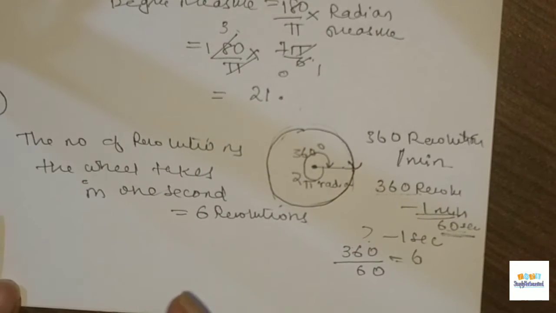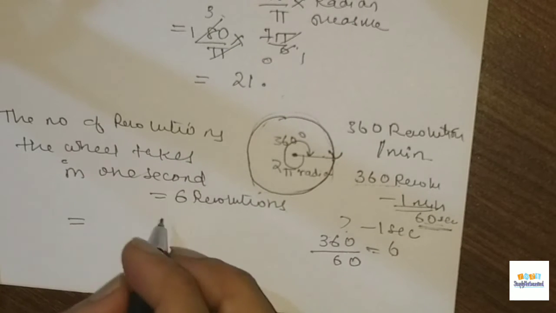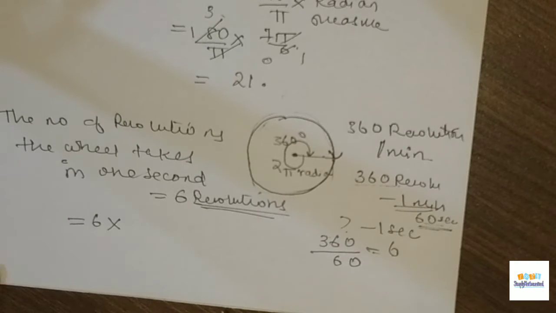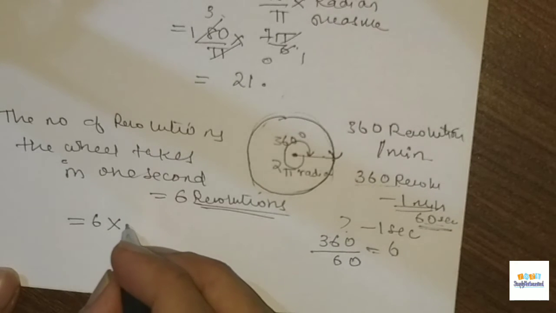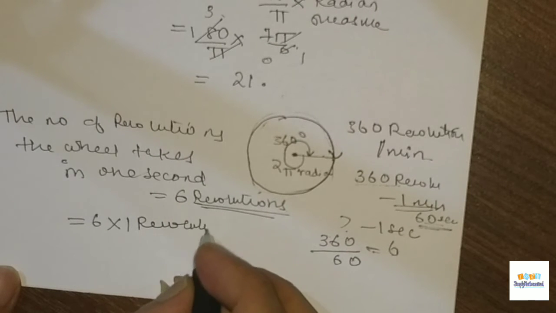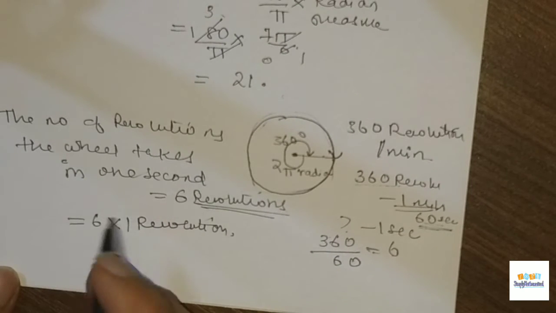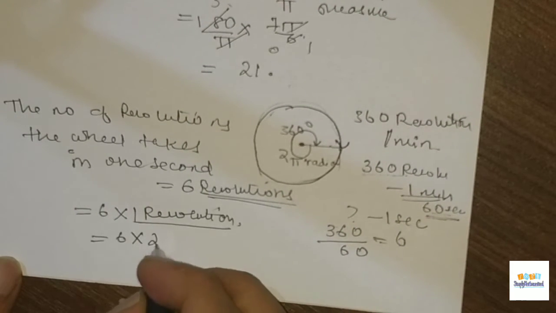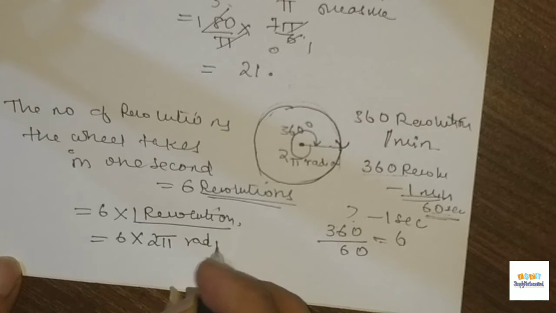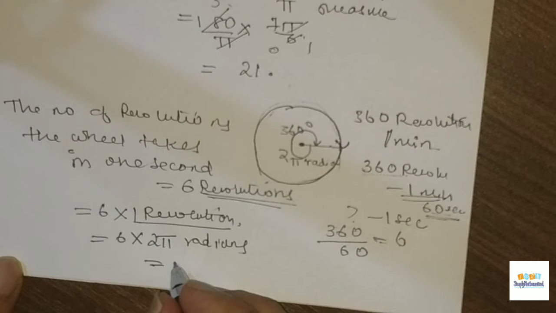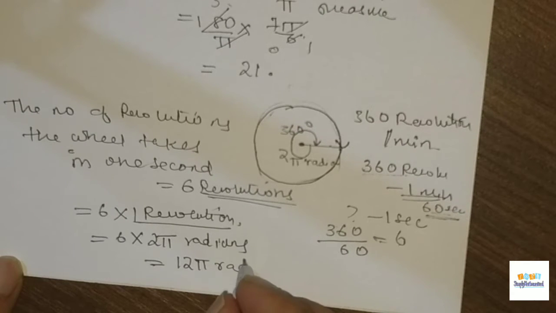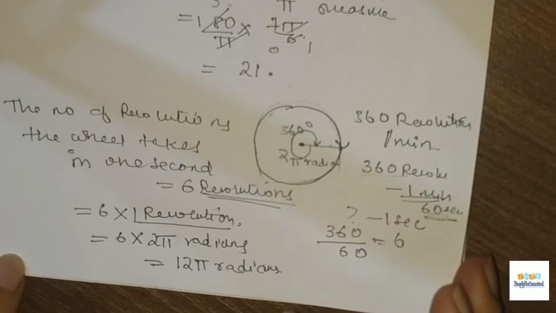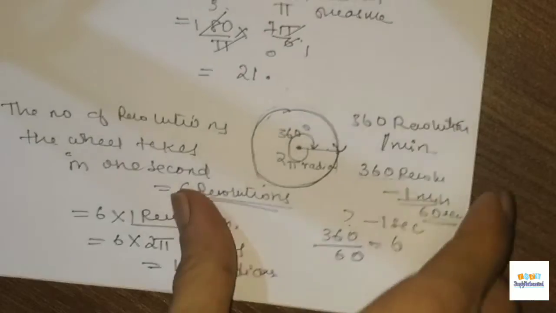Okay, 6 revolutions. Now you know that one revolution is how many radians? It is 2 pi, right? One revolution is 2 pi. So if we write this as 6 multiplied by 1 revolution, 6 revolutions means just 6 multiplied by 1 revolution. Since 1 revolution is 2 pi radians, you will get 6 multiplied by 2 pi radians, right? Okay, so this is the third problem.